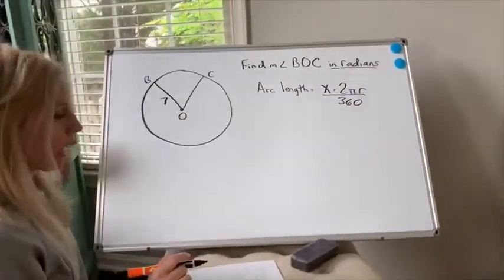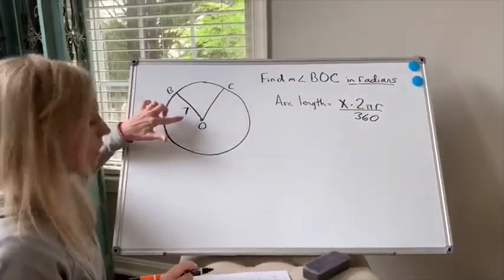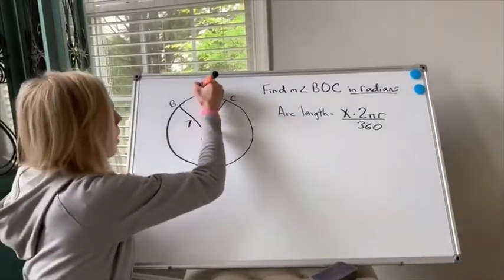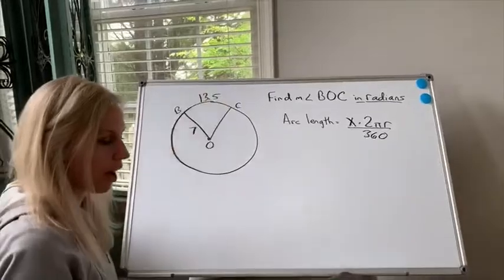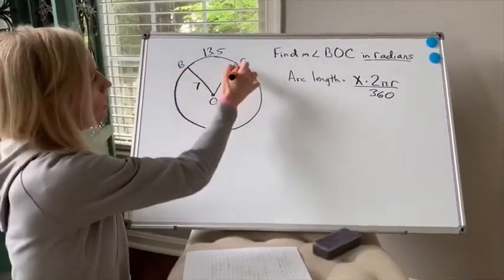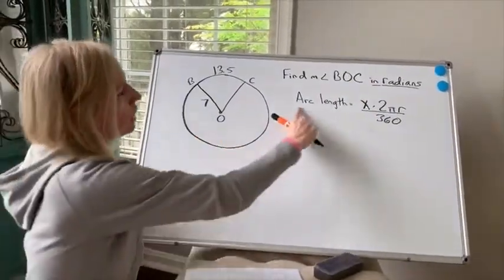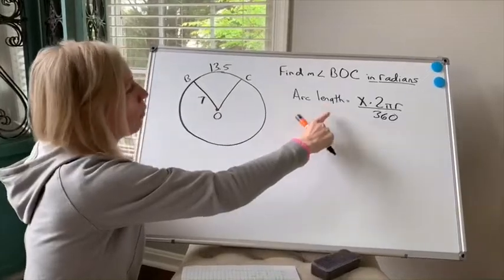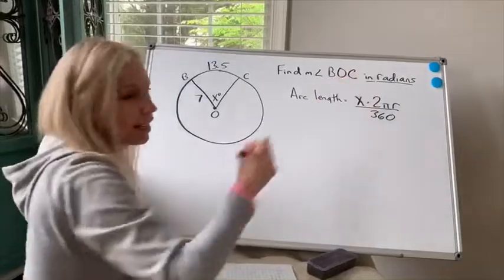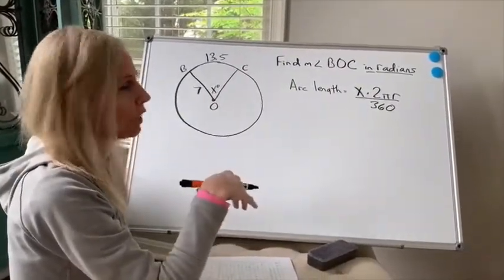If we have points B and C that lie on a circle, and the radius is 7 units, they also are telling us that the arc length for this problem is 13.5 units. The question is, we want to find the measure of angle BOC in radians. What that means is they've actually given us the arc length this time, and we need to find that central angle, which is x degrees, and they want the answer in radians. So we're going to get the answer in degrees first, and then we'll deal with converting it to radians.